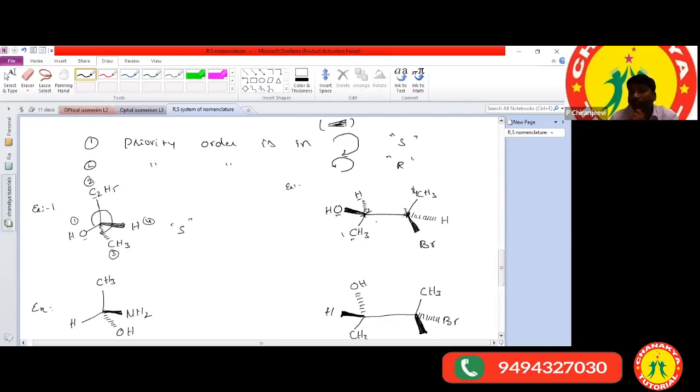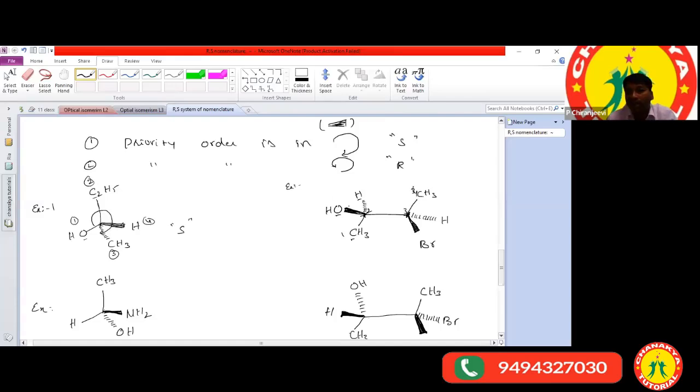If you have doubt about this, do you know how to convert the solid wedges into the Fischer projection formula? Does any one of you have an idea about that? You don't have an idea how to convert wedge-dash formulas into the Fischer projection formula. Okay, if you don't mind, I'll explain it later.